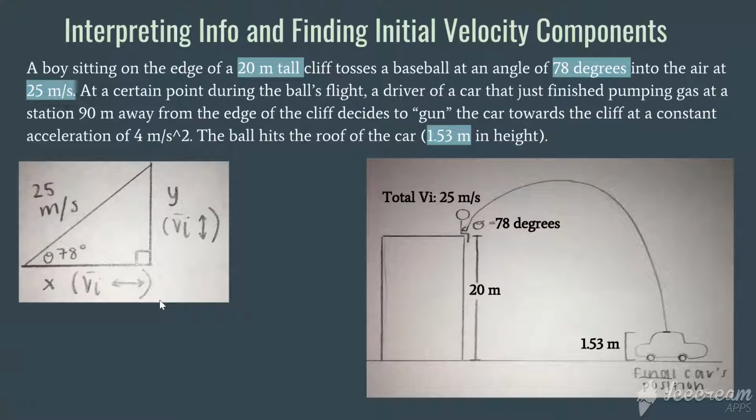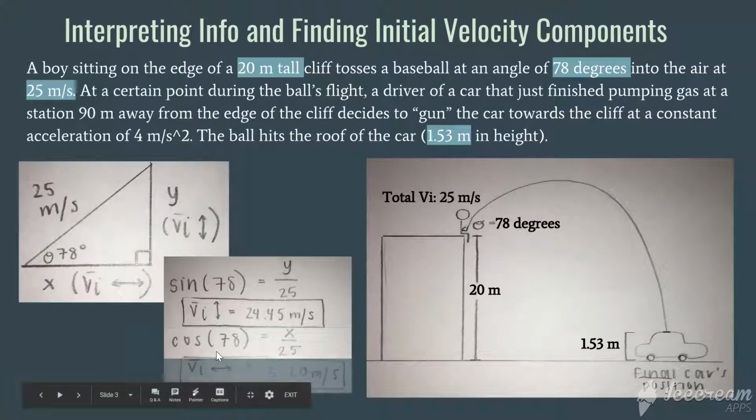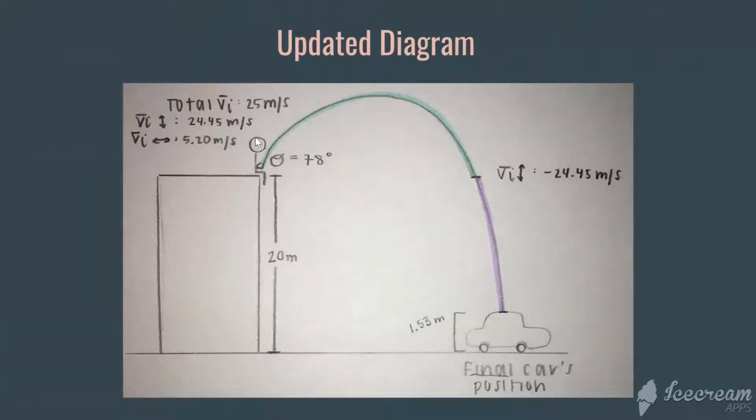So for this, we're simply going to want to use SOHCAHTOA, and to find the vertical component of the velocity, we can use sine 78 equals y over 25, and this will give you the leg opposite the given angle, and that turns out to be 24.45 meters per second. And the same thing can be used to find the horizontal component, which is x in this case, using cosine, which calculates to be 5.20 meters per second. So that's the horizontal velocity initially. So right now we can just add this to our diagram to keep track of all the info.